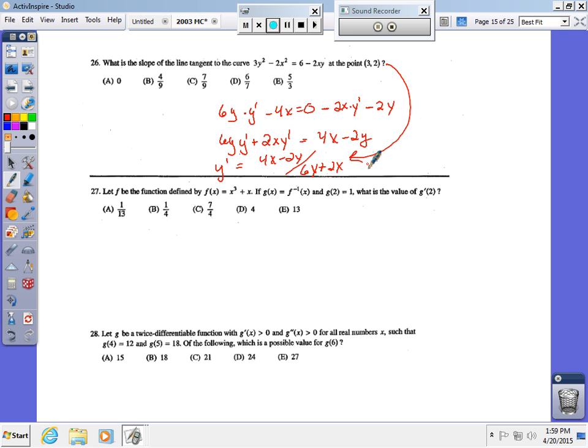So that is going to give me, let's see, if I plug in 3, that's going to give me 12 minus 4 over, that's a y, so 12 minus 6. 8 over 18, which is what, 4 over 9? B.